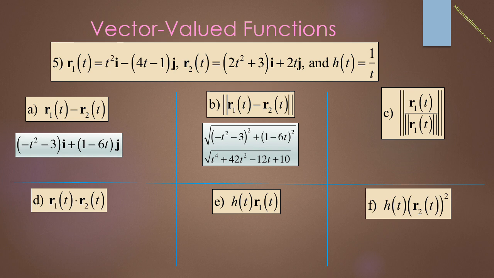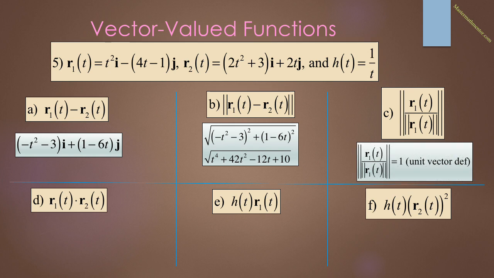B asks for the magnitude of the vector we just found. So we square each component and take the square root of it. So we get the square root of (negative t squared minus 3) quantity squared plus (1 minus 6t) quantity squared. Simplifying, we get t to the fourth plus 42t squared minus 12t plus 10.